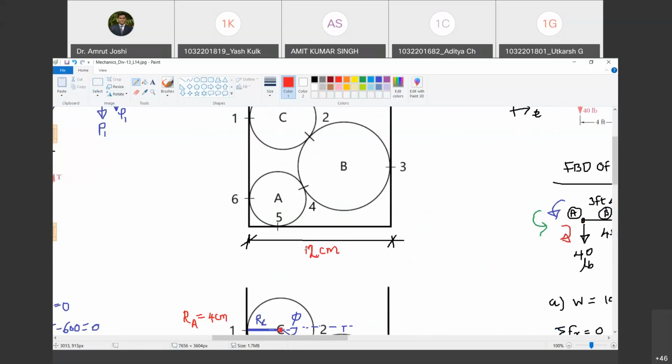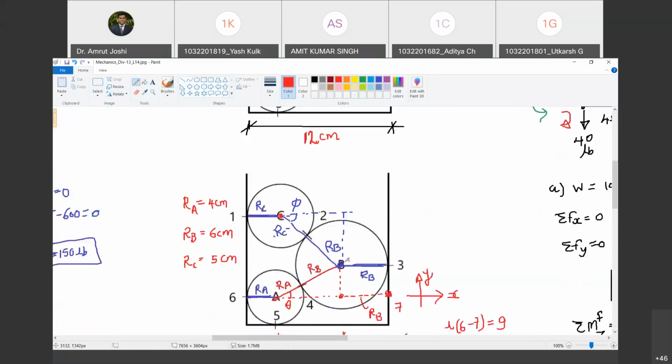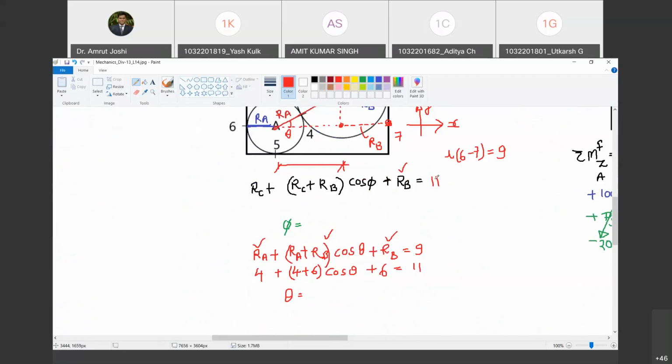So therefore, this data was missing. So geometrically viable data, let us try with 12. So if it is 12 centimeter, then this 9 also becomes equal to 12. So now tell me how much is theta?